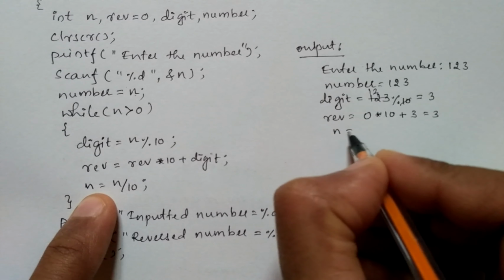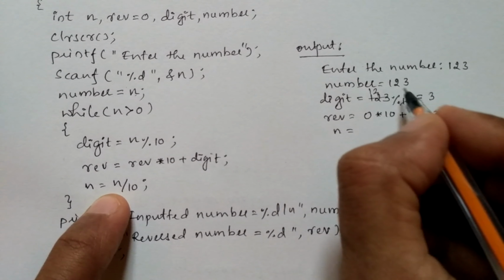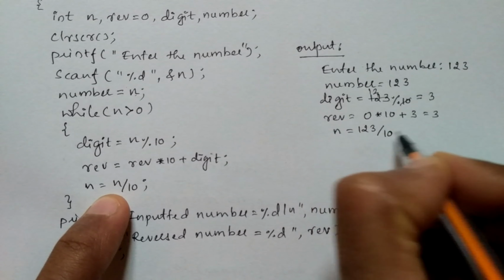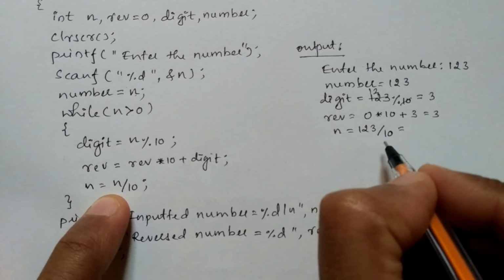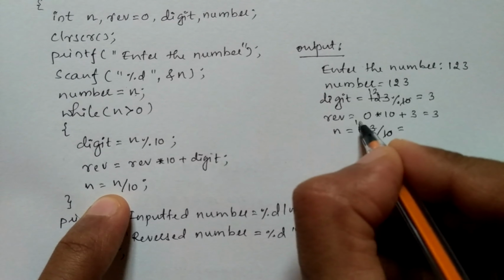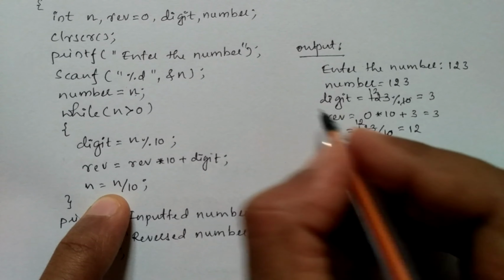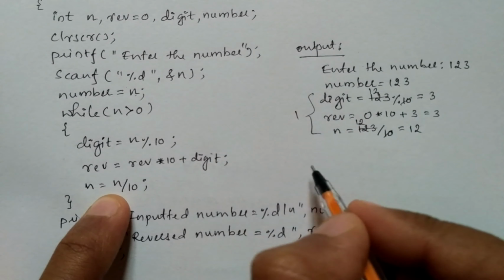Next we'll write n is equal to, n is what? n is 123 integer division by 10. So this always returns us the quotient. 10 ones are 10, 12 tens are 120, so 12 will be stored in n. So here the first iteration is over.